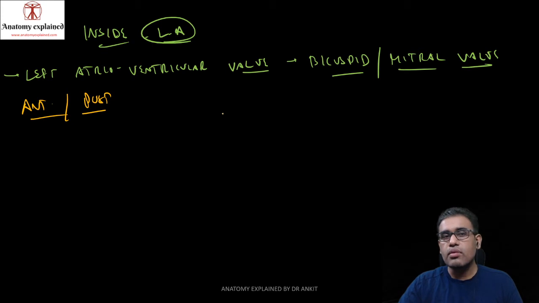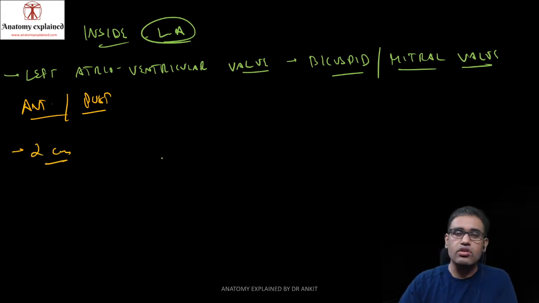We'll talk about them a little more when we go into the left ventricle, because these cusps, their chordae tendineae and papillary muscles are located more inside the left ventricle. The left AV orifice is around 2 cm in length, slightly smaller than the right AV orifice, that is your tricuspid. So that completes our little introduction to the LA.